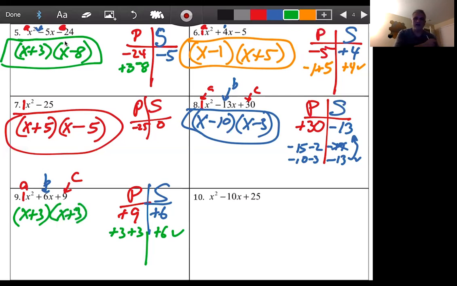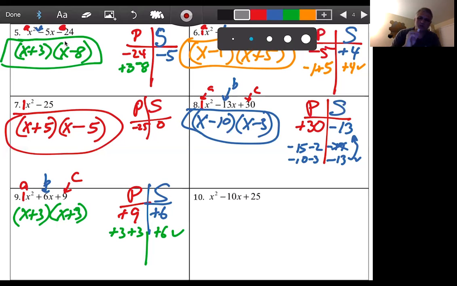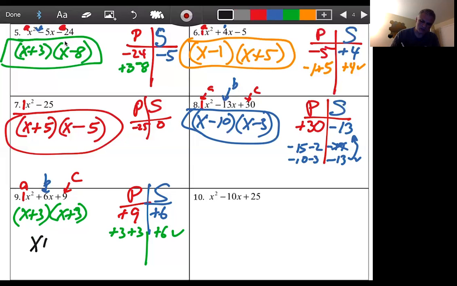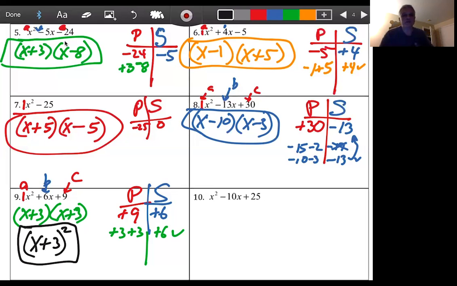Okay, you're almost done. The only time that you're going to do any more work than that is if this binomial and this binomial are the same thing. Because what are you doing when you multiply something by itself? Hopefully you're saying you're squaring it. Okay, so if you're squaring x plus 3 by multiplying it by itself, the simplest way to answer it is like this. Okay, x plus 3, quantity squared.